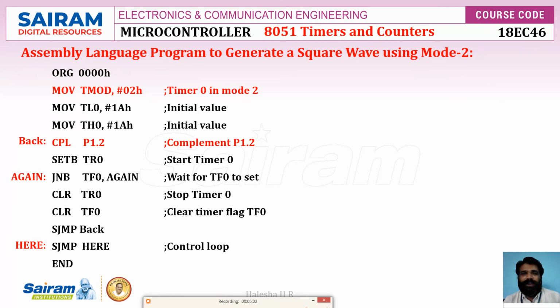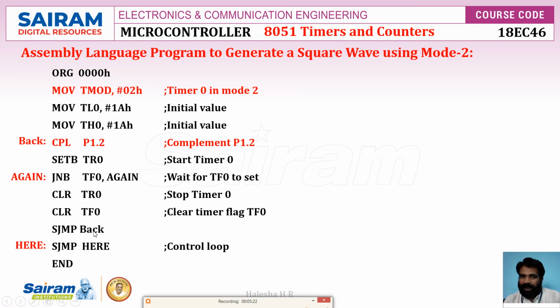Now let's generate a square wave using mode 2. Okay, same program; the only change is that for mode 2 TMOD changes to 02H. This is the initial value. So the same procedure, only here it changes.